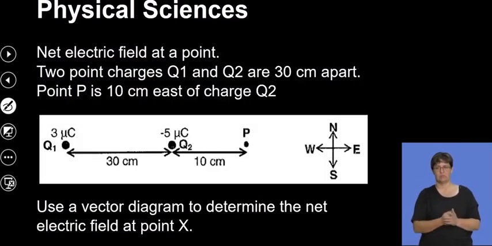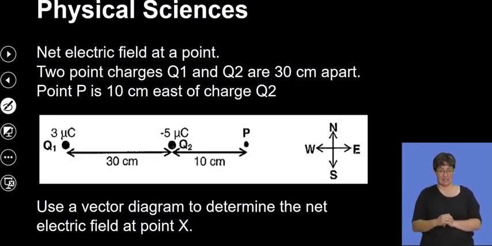Okay, let's change gears and look at something different. The net electric field at a point. 2 point charges, we've got Q1 and Q2, which are 30 centimeters apart. And then P is a point that is 10 centimeters east of charge Q2.